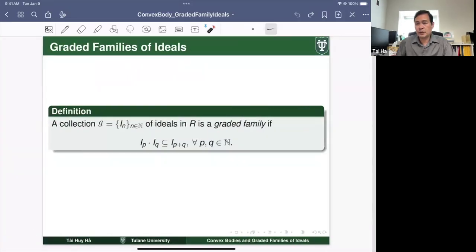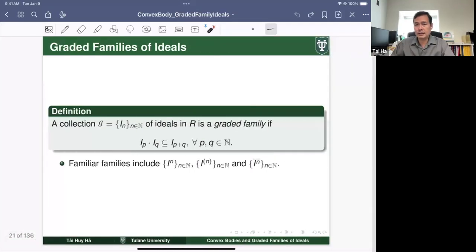So a graded family of ideals, of course, is a collection of ideals that satisfy the graded condition, particularly I_p times I_q sits inside I_{p+q}. And we have seen an example of a graded family, namely the family of powers of an ideal. We also have the family of symbolic powers or the family of integral closures of powers. Those are also very familiar graded families of ideals.